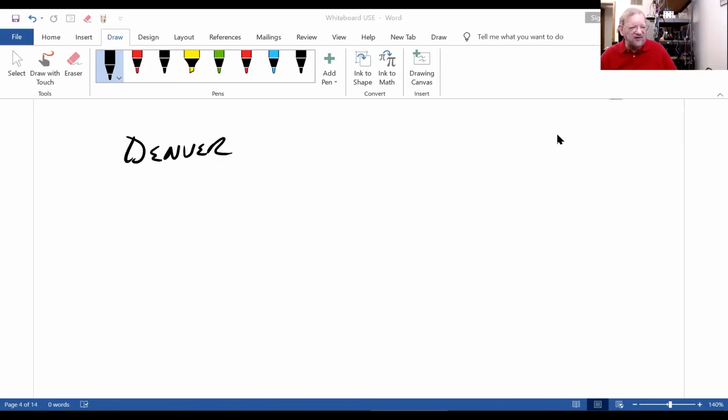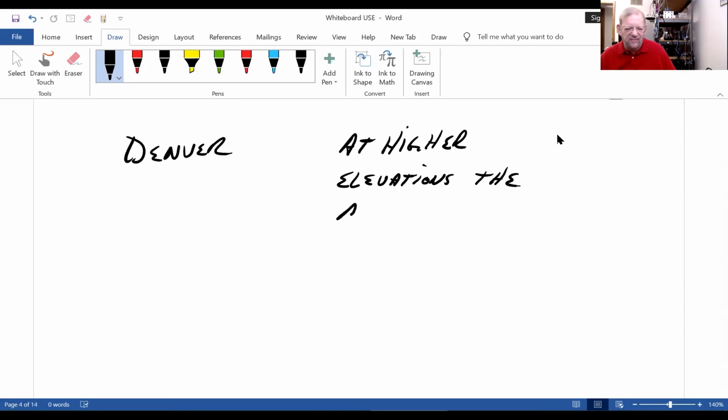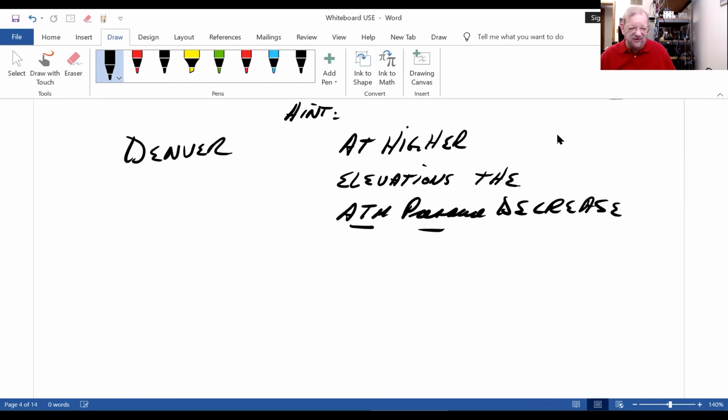If you go to Denver, that's called the Mile High City. And you should know when you go to higher elevations above sea level, the atmospheric pressure, and by the way, hint, I don't have it in red, but you get the message.